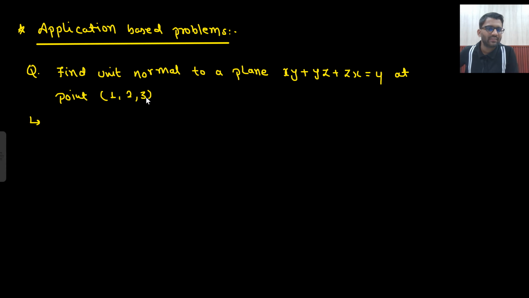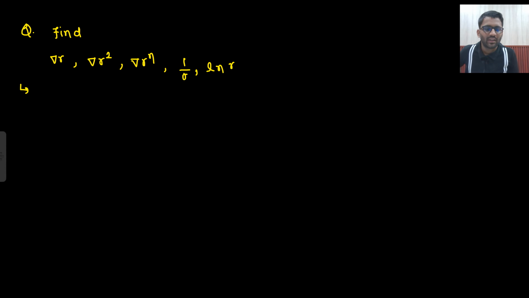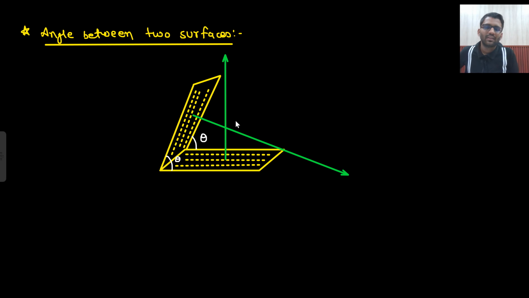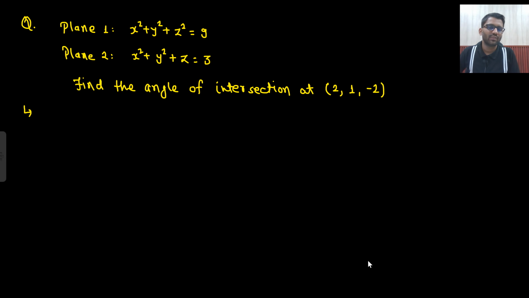So you can start this problem, very easy. You need to find the unit normal to the plane at the point 1, 2, 3. Very easy. Just get the gradient and put in 1, 2, 3. Then you can solve these problems. This problem you can solve using which system? Cartesian? No, spherical. Then solve this problem. This is a good problem, think about it. Then this concept I will explain: the angle between two planes is equal to the angle between their normal vectors. Then this question will be there.